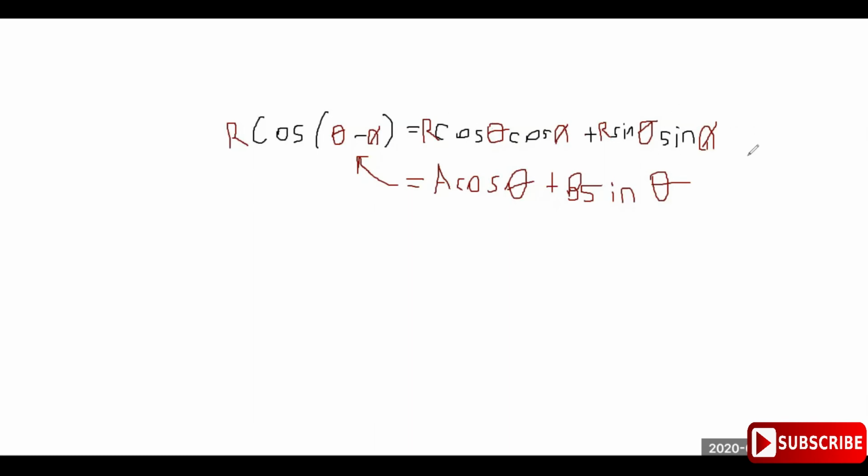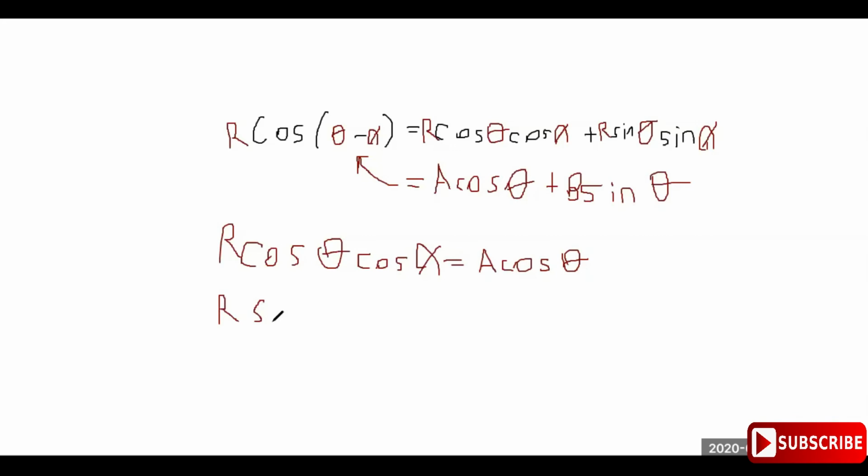That means A cosine theta would be equal to R cosine theta cosine alpha. Very good. So R cosine theta cosine alpha is equal to A cos theta. Let's just leave it right here. Call this equation 1. And equation 2, we're going to get that B sine theta is equal to R sine theta sine alpha.